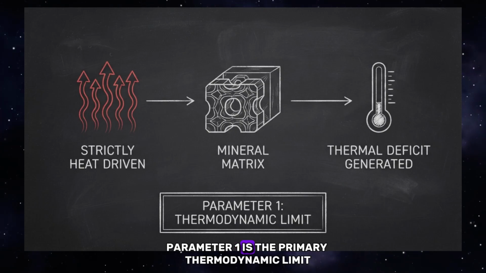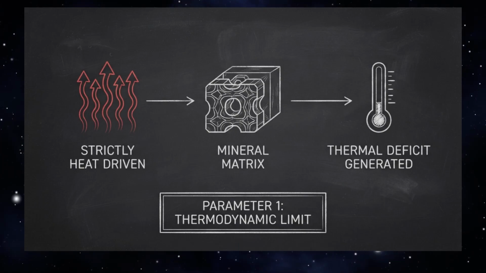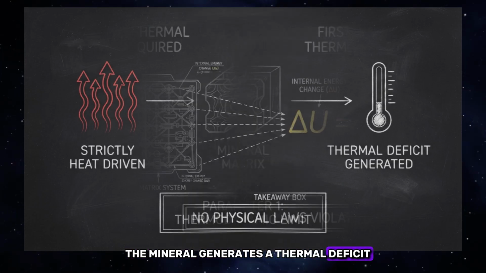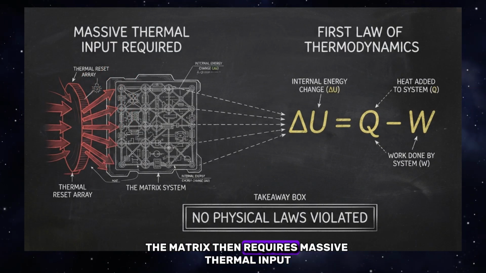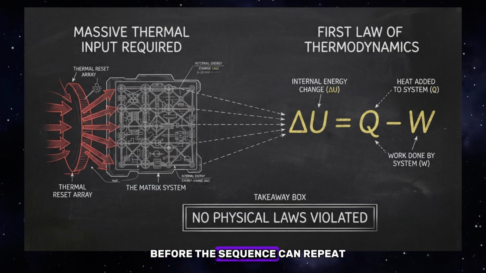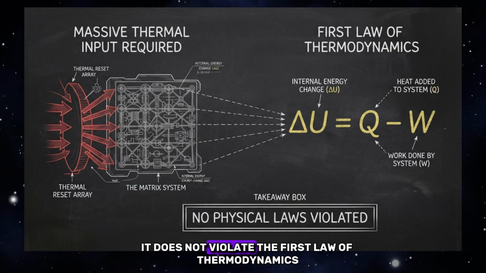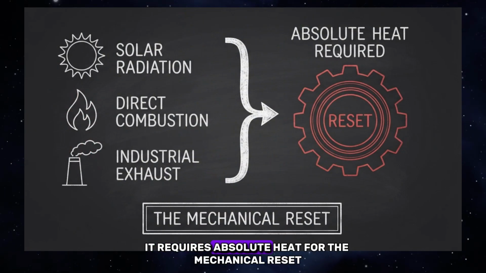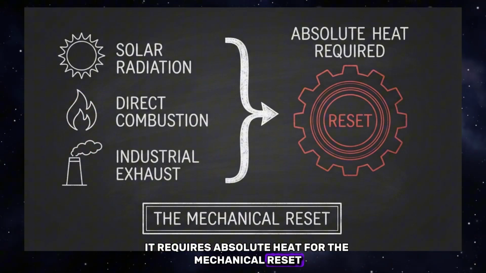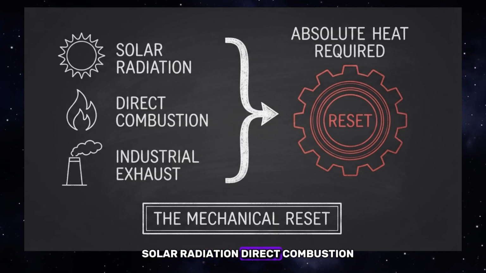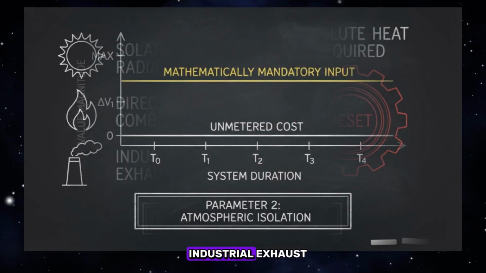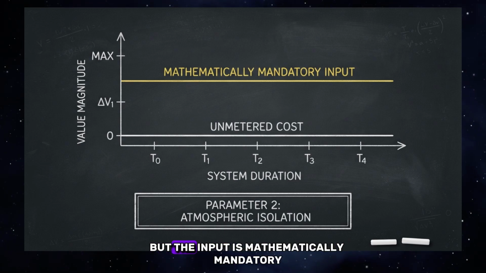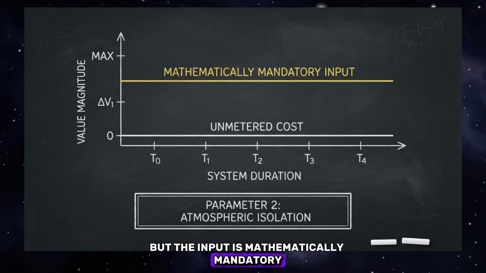Parameter 1 is the primary thermodynamic limit. The system is strictly heat-driven. The mineral generates a thermal deficit. The matrix then requires massive thermal input before the sequence can repeat. It does not violate the first law of thermodynamics. It requires absolute heat for the mechanical reset. Solar radiation, direct combustion, industrial exhaust. The thermal input can be entirely unmetered, but the input is mathematically mandatory.